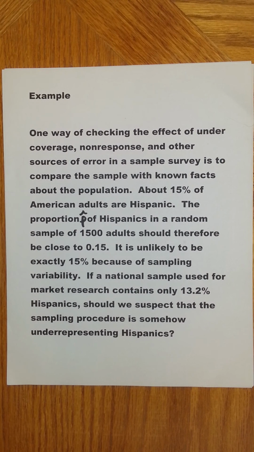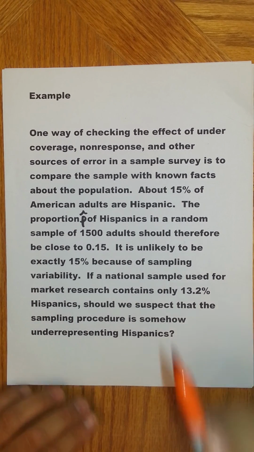So we know, usually from the U.S. Census Bureau, that about 15% of American adults are Hispanic. The proportion p hat of Hispanics in a random sample of 1,500 adults should therefore really be close to 15%. So for example, if somebody's doing a market research study, you'd want your sample to be close to 15%. Now it's unlikely to be exactly 15% because of sampling variability. Now if a national sample used for market research contains only 13.2% Hispanics, should we suspect that the sampling procedure is somehow underrepresenting Hispanics?